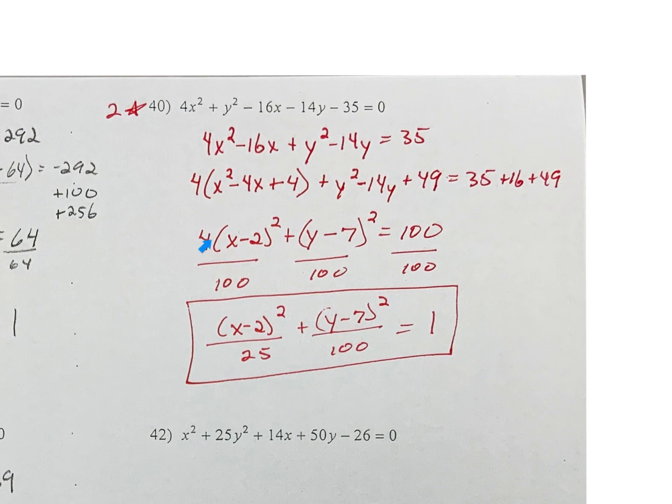Now we have this coefficient of 4. So what we're going to do is divide all of this by 100. 100 divided by 100 gives 1. And then over here, this 4 over 100 will simplify to 1/25. So x minus 2 squared over 25 plus y minus 7 squared over 100 equals 1. And now we have this equation as an ellipse. You will have a couple of those. It won't look exactly like this one, but you will have to be able to complete the square and write the equation of an ellipse.